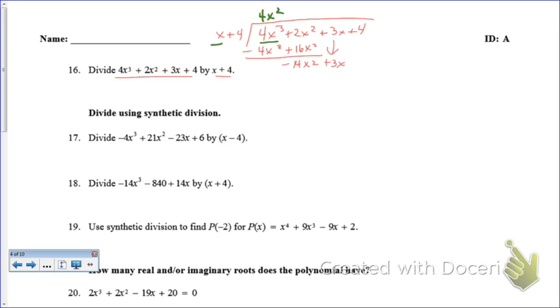And then I'm ready to put another term in my quotient. I have to multiply x by negative 14x. And so the product would be negative 14x squared minus 56x. And I'm going to subtract again, so that's actually going to be 59x. And I need to bring down the 4.